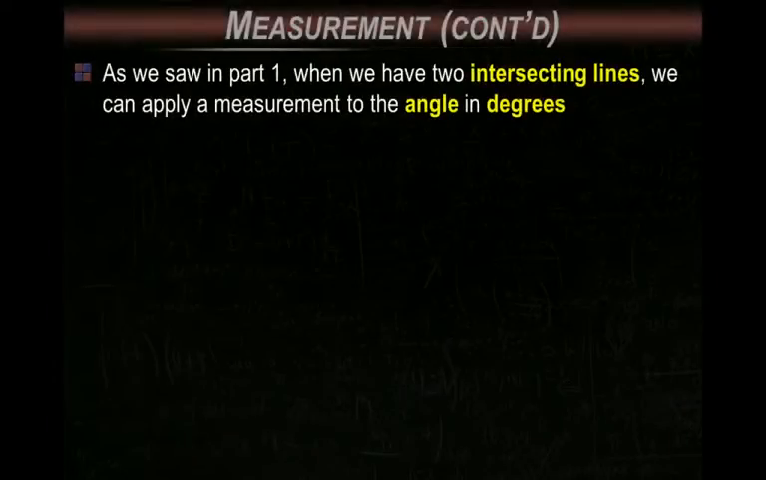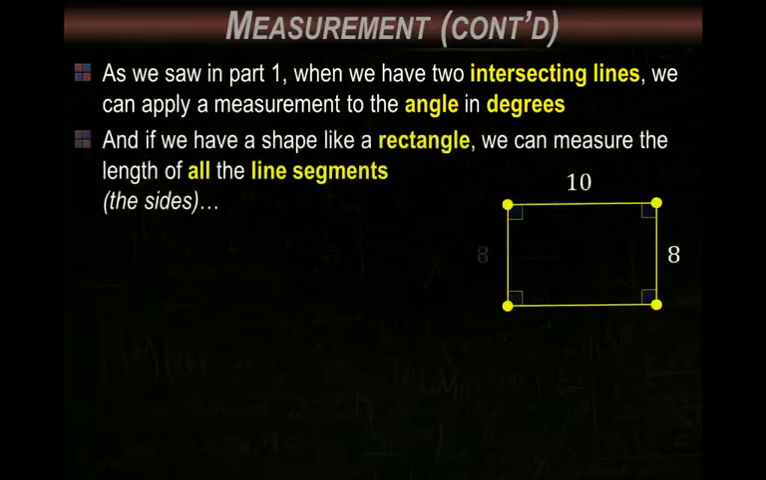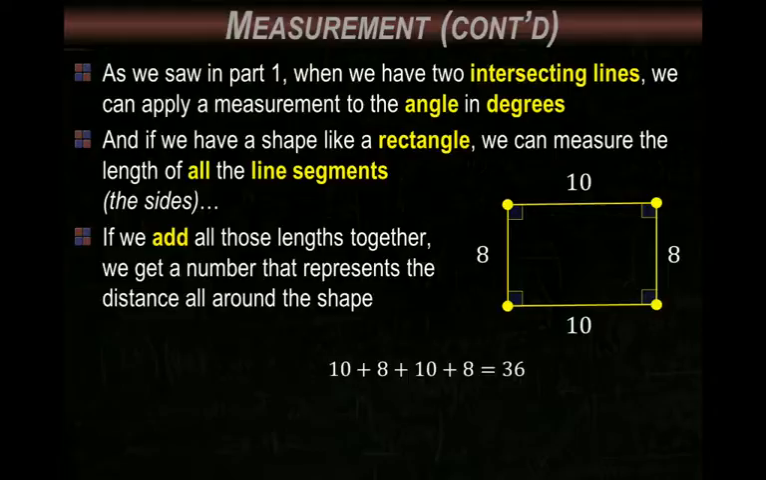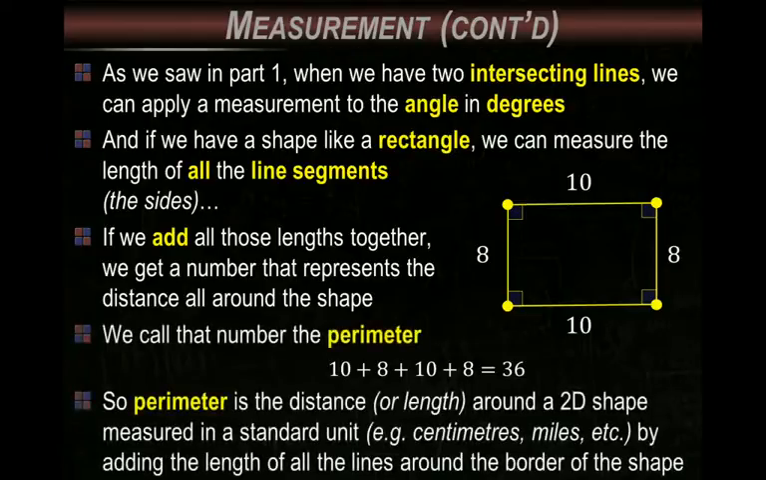Okay, now in part 1 we saw another way we can put numbers to things, this thing called angles. Whenever we have two lines that intersect, we can use these things called angles. Okay? Now if we have a shape like a rectangle, one other way we can put a number on this rectangle is to measure all the line segments, right? So I can measure each one of them and then add those all up. This is essentially the distance around that shape, and we generally use the word in geometry to describe that as perimeter, okay? The word perimeter is the distance around a 2D shape.